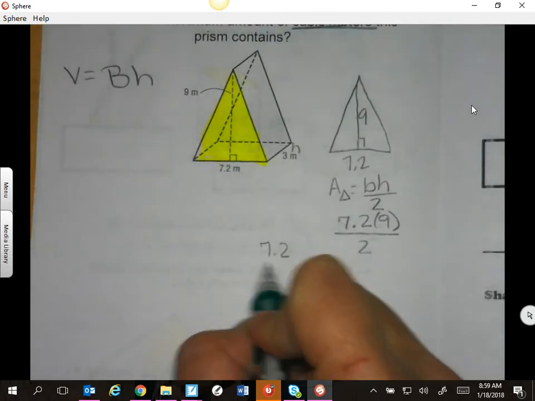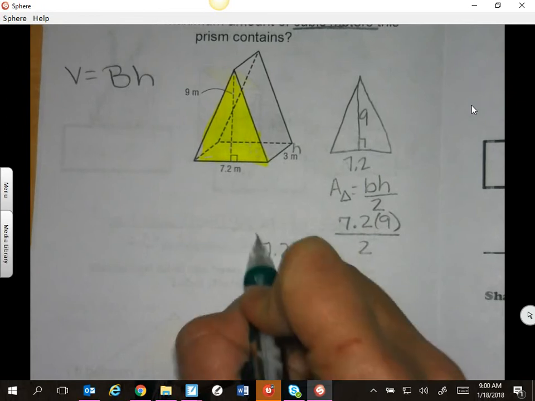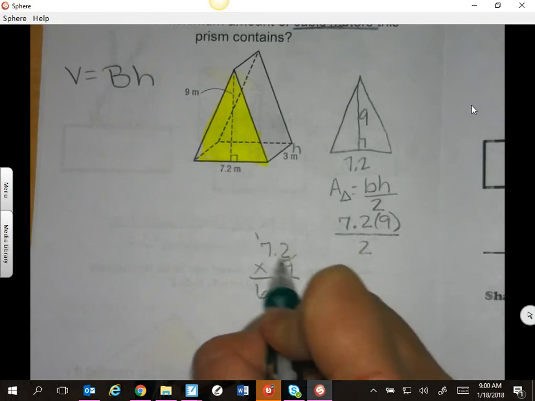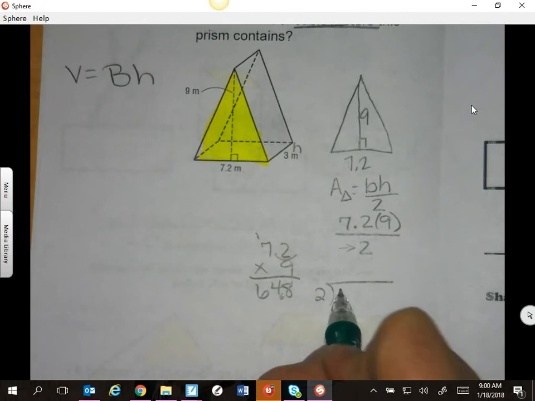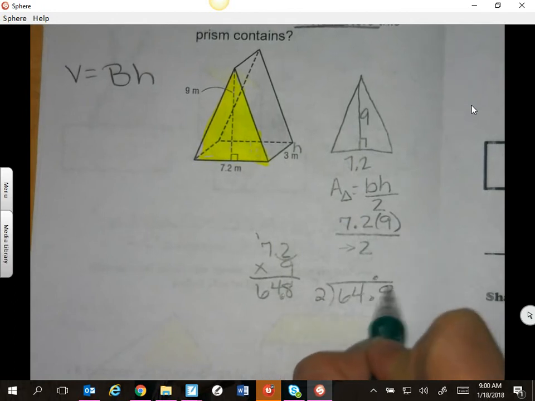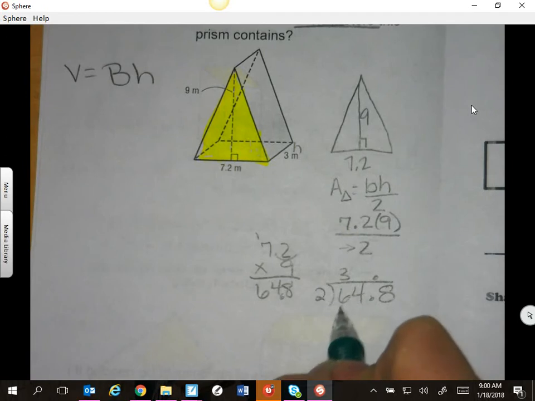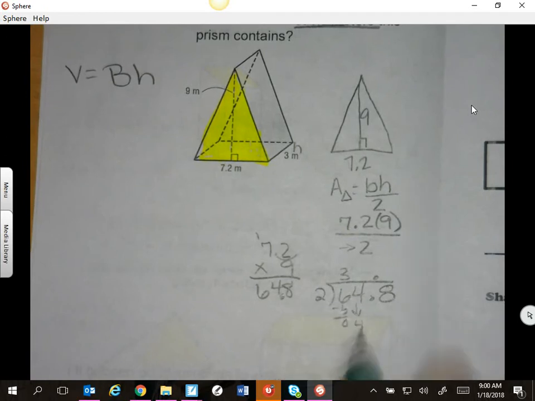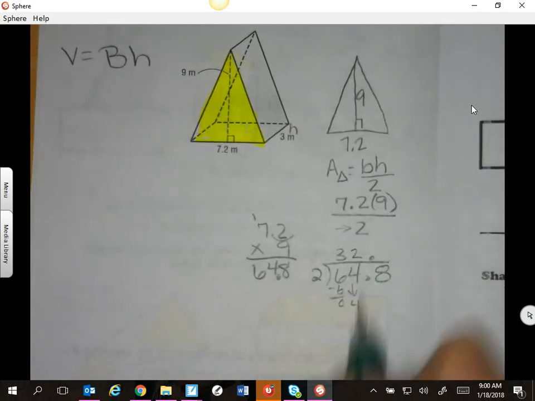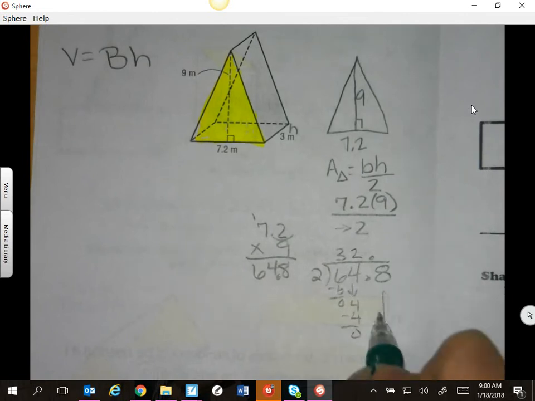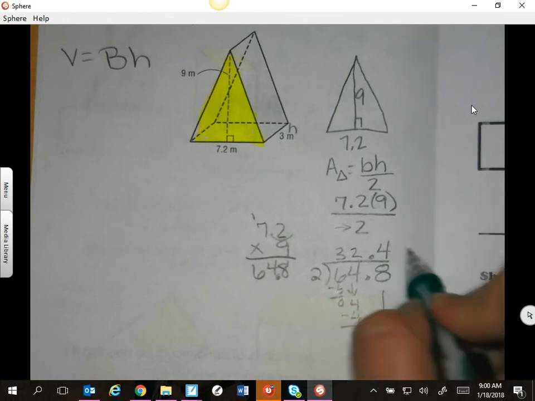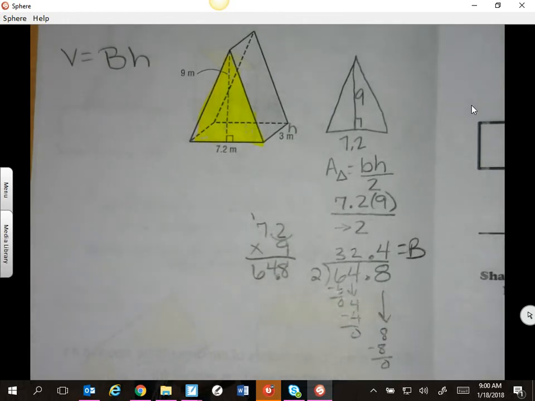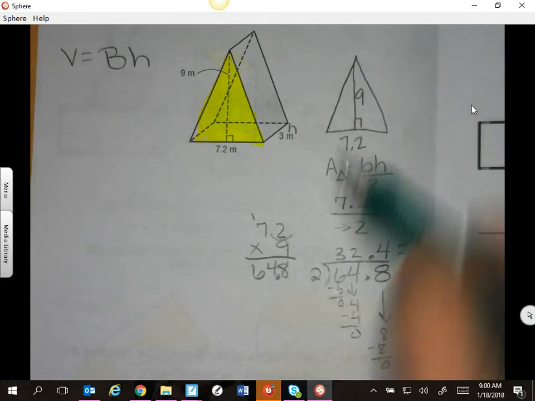So we're going to come over here. 7.2 times 9, 18, 64. Don't forget to move your decimal. But don't forget this divide by 2 piece. 2 into 64.8. I'm bringing up my decimal. 3, 2, and 4. And this is that big B, because that is the area of this base triangle.